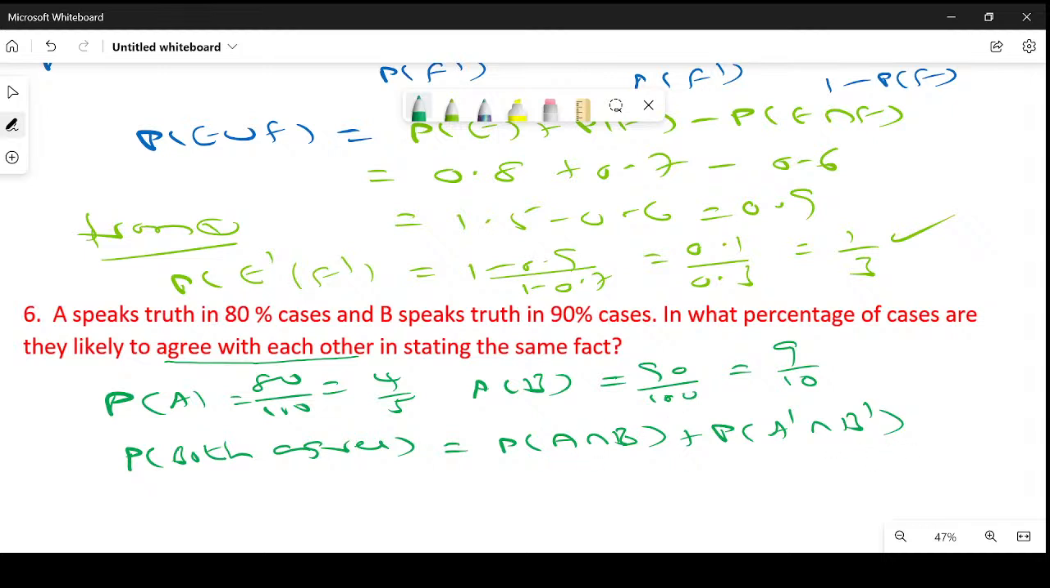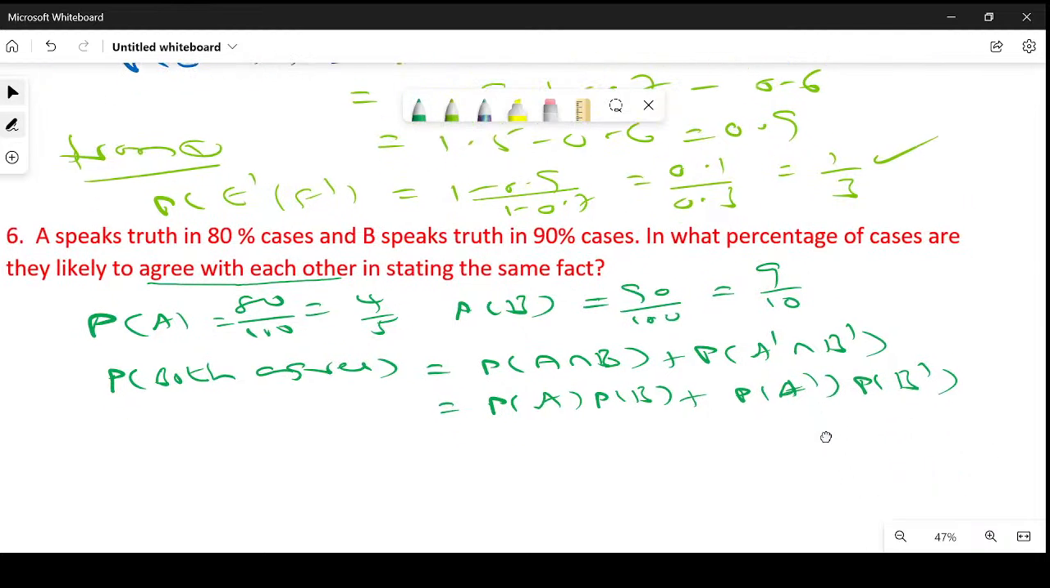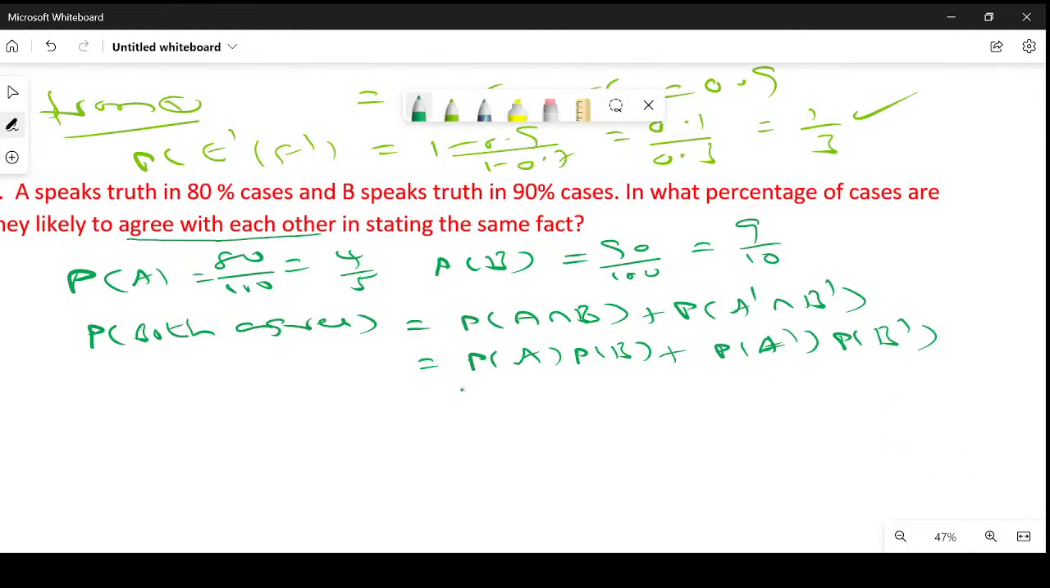These are independent events. Since they are independent events, I can write this as P of A into P of B, plus P of A complement into P of B complement. We know the values of these. P of A is 4 by 5, into P of B, 9 by 10. P of A dash is 1 minus P of A, 1 minus 4 by 5, into 1 minus P of B, 1 minus 9 by 10.